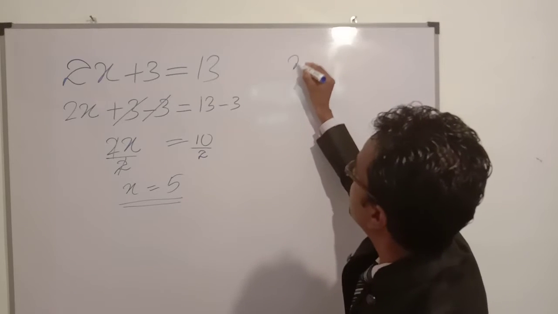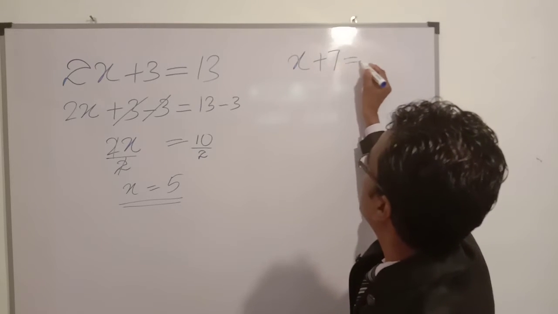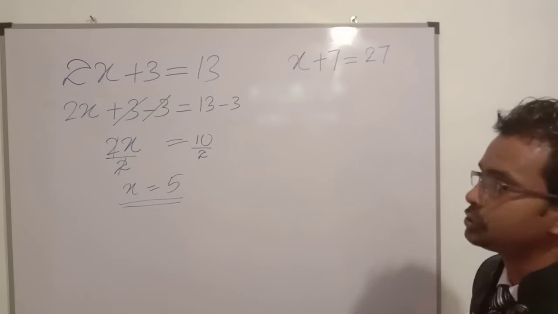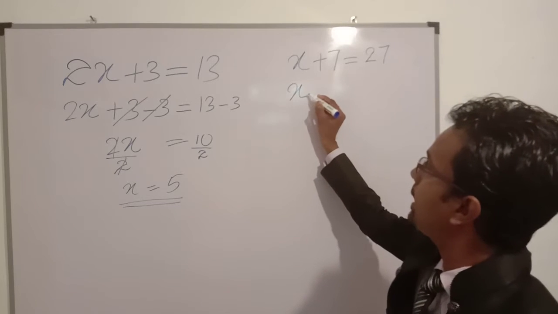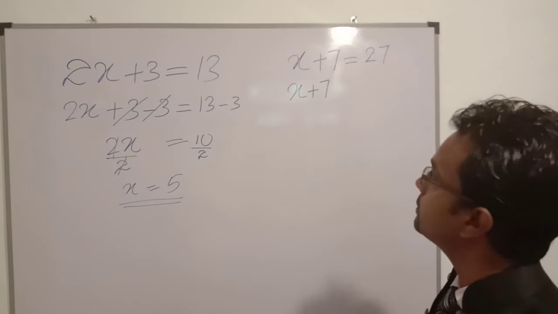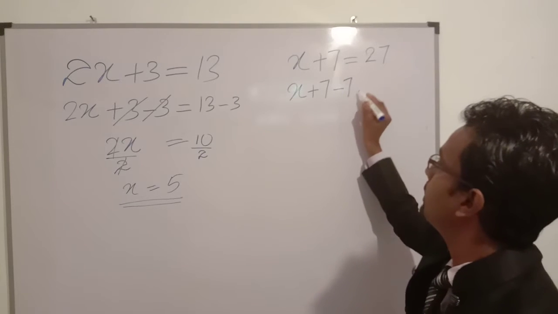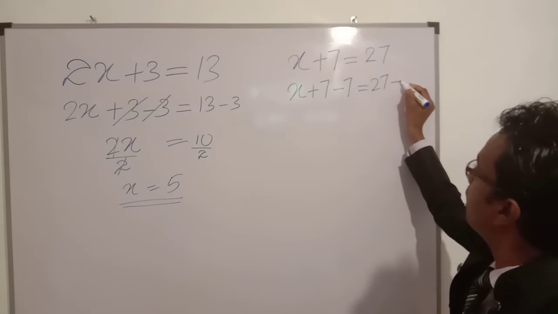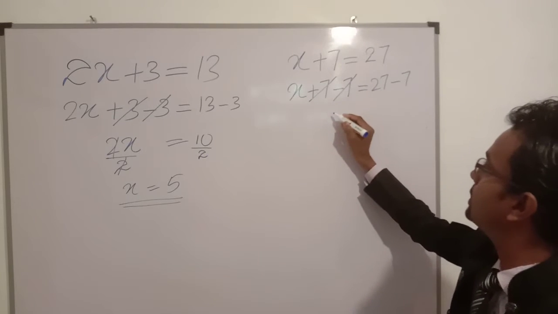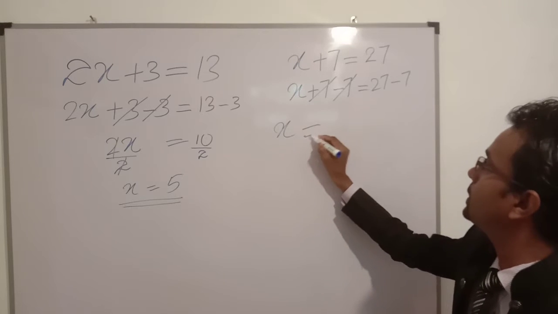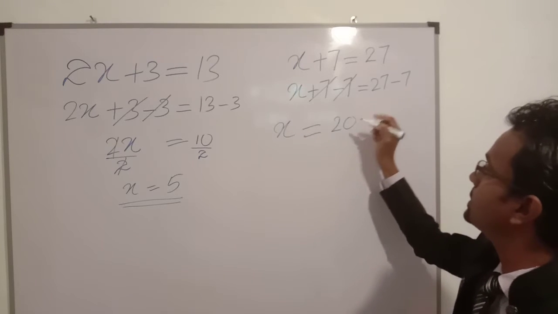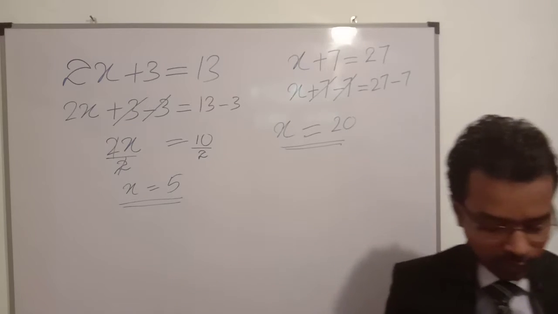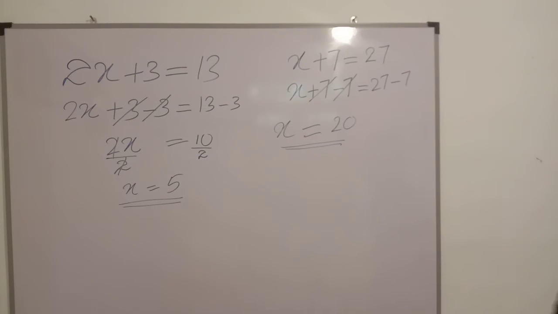Let's see another example. x plus 7 equals 27. If we want to solve this equation, x plus 7, its opposite value is minus 7. Let's apply the same value to the other side: 27 minus 7. Plus 7 minus 7 cancel out. x is equal to 20, since 27 minus 7 is 20. This is the way of solving a simple equation.